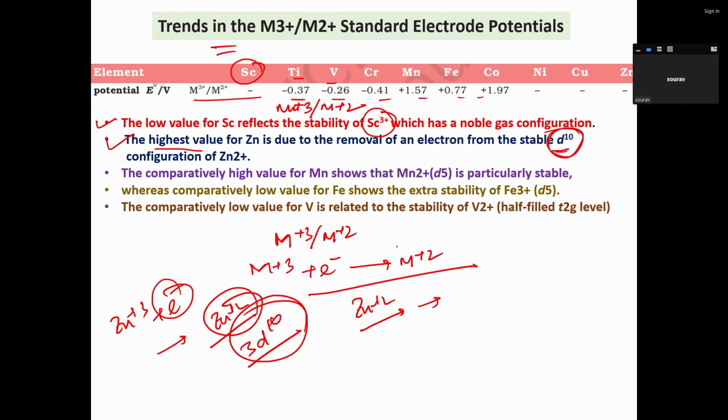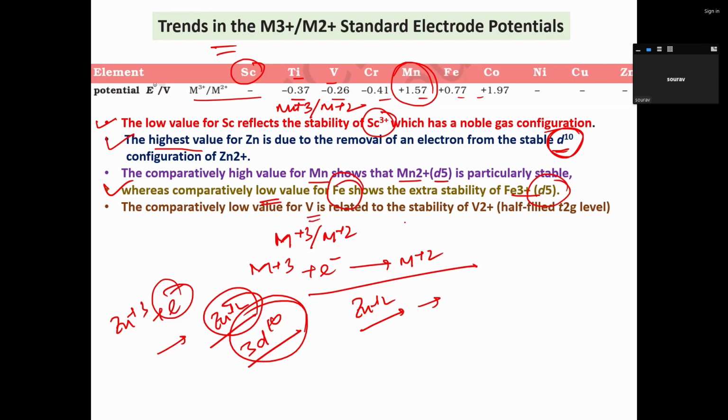Comparatively, the value for Mn is also high, since Mn plus 2 has the d5 electron configuration, which is why it is giving this high value. Similarly, for the iron case, when we are talking about iron plus 2, the electronic configuration is 3d6, but we know that 3d6 is not stable. For iron plus 3, the d5 electronic configuration is very stable. That's why it is a very low value.